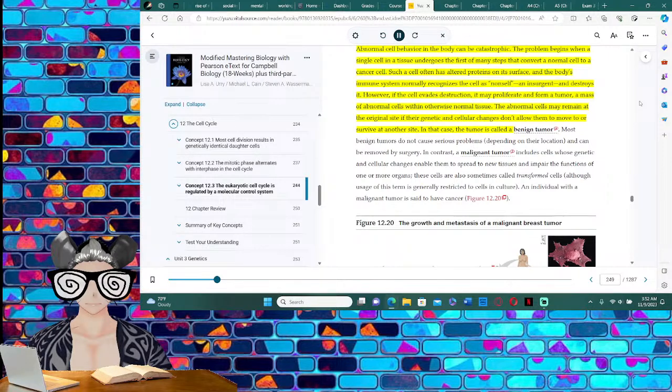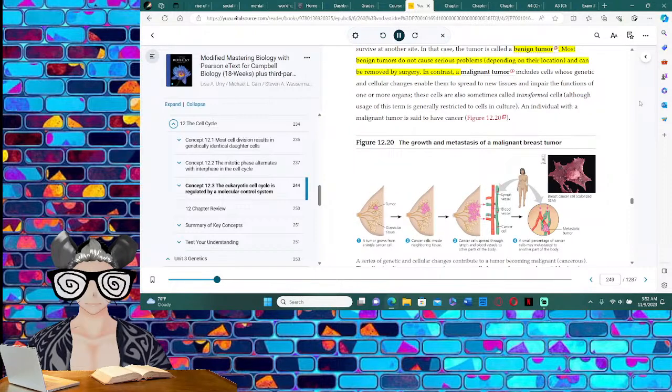Such a cell often has altered proteins on its surface, and the body's immune system normally recognizes the cell as non-self, an insurgent, and destroys it. However, if the cell evades destruction, it may proliferate and form a tumor, a mass of abnormal cells within otherwise normal tissue. The abnormal cells may remain at the original site if their genetic and cellular changes don't allow them to move to or survive at another site. In that case, the tumor is called a benign tumor. Most benign tumors do not cause serious problems, depending on their location, and can be removed by surgery.